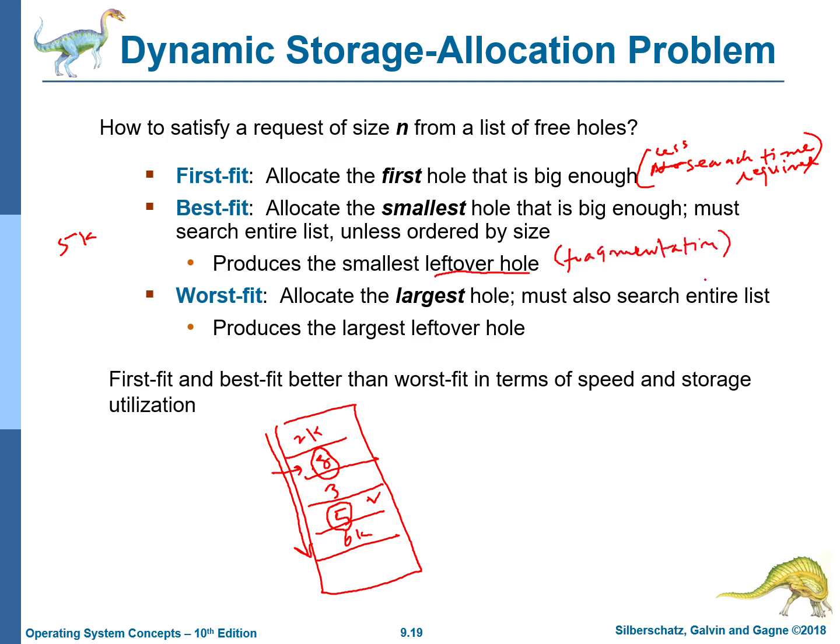It means that the fragmentation is very low. We have the lowest fragmentation when we are adopting this approach, but the searching time is high, because we have to go through all the memory locations. Searching time is high. Okay, timing is higher.